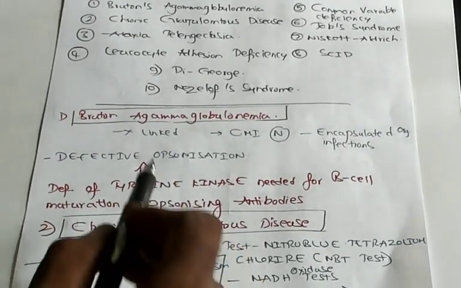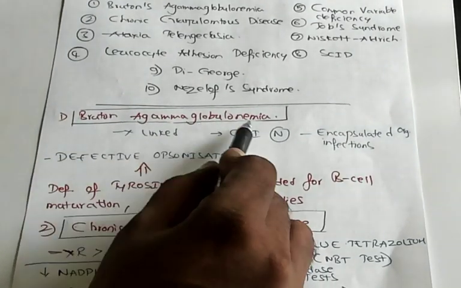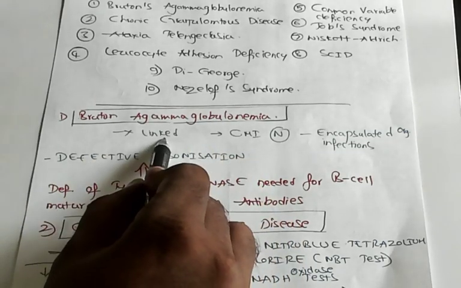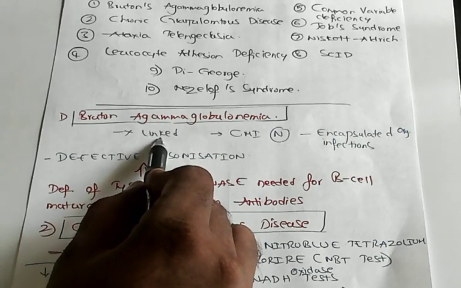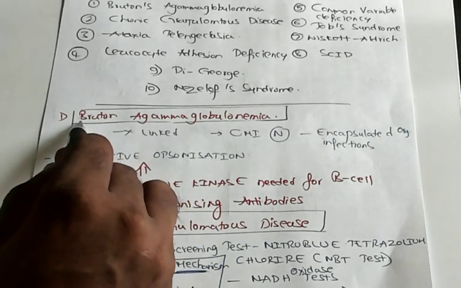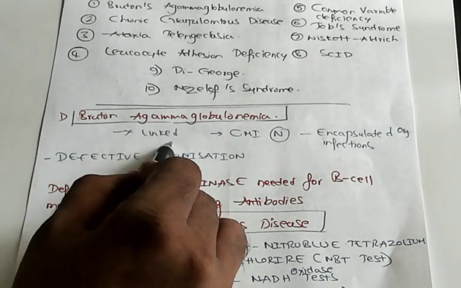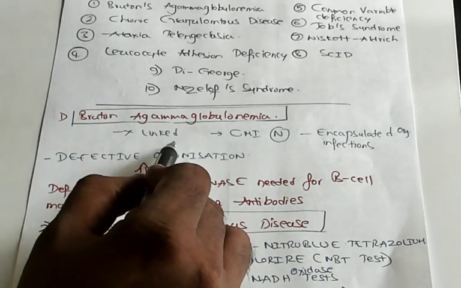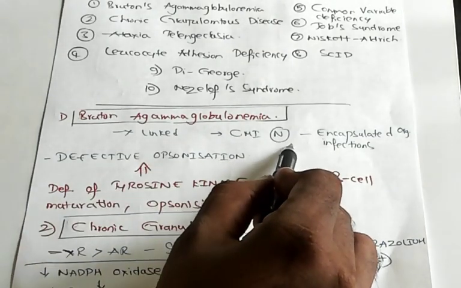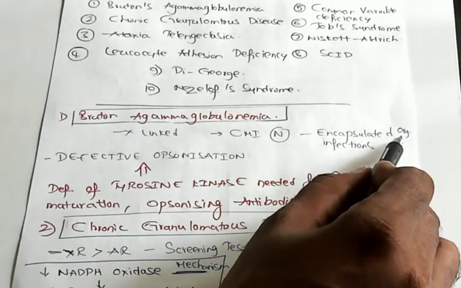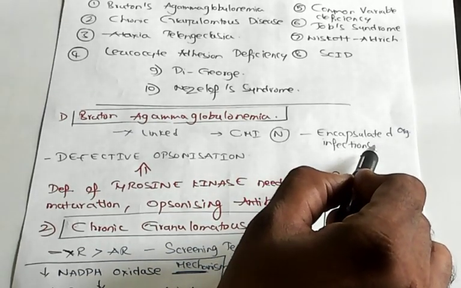Now, doctor, Bruton's agammaglobulinemia. This is X-linked. X-linked conditions are more common in boys, right? So B for boys, B for Bruton. Bruton is X-linked, is what you should remember. Cell-mediated immunity is normal in these people. Encapsulated organism infections are very common.